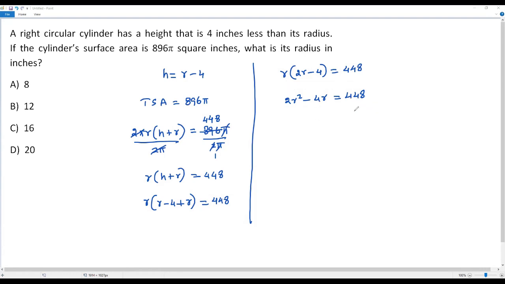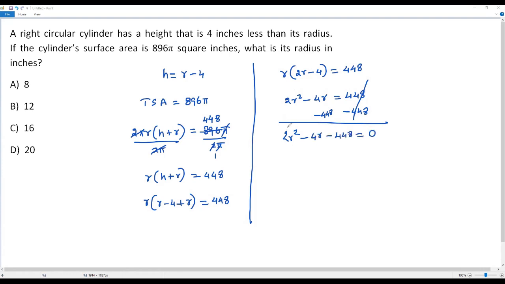Standard form means we must have everything on one side of the equation and the other side 0. Now let's make the right side 0. For that we have to subtract 448 from both sides of the equation. Let me do it. When I do so, the positive and negative values will cancel. I am getting 2r squared minus 4r minus 448 equals 0.